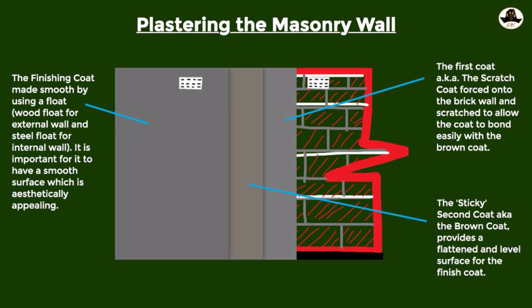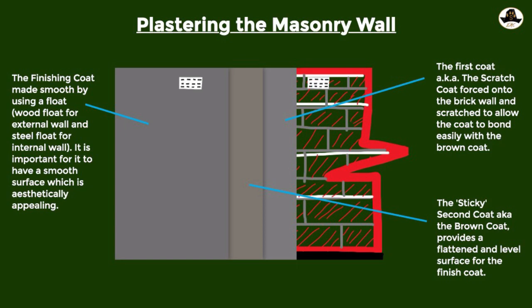So then the other layer, which is the final one, is the finishing coat, made smooth by using a float. We have a wood float for external walls and steel float for internal walls, and it is important for it to be a smooth surface which is aesthetically appealing. Some buildings, they just finish with a plaster, they don't put any other thing, it's just plastering and they're done. So you need to ensure that it's smooth and level and presentable.